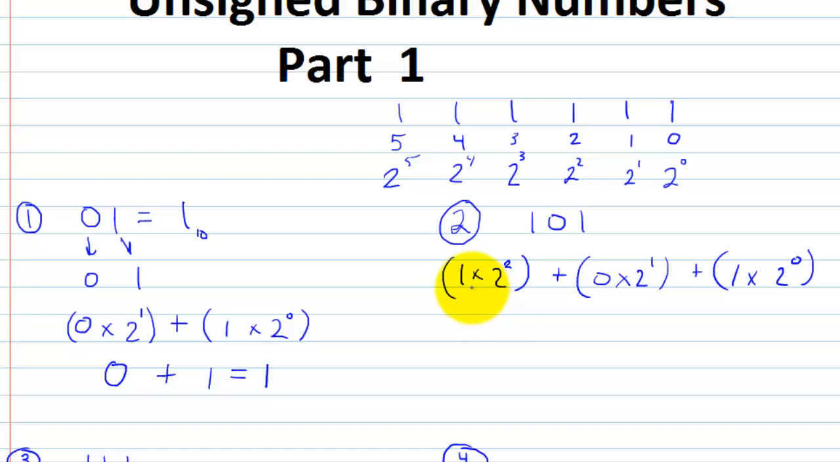So for this, we get 1 times 2 squared, which is 4, plus 0, since 0 times anything is always 0, plus 1 times 2 to the 0 power. 2 raised to the 0 power is 1, so this is just 1 times 1. 4 plus 1 is going to be 5. So 1, 0, 1 in binary, or base 2, is equal to 5 in base 10.